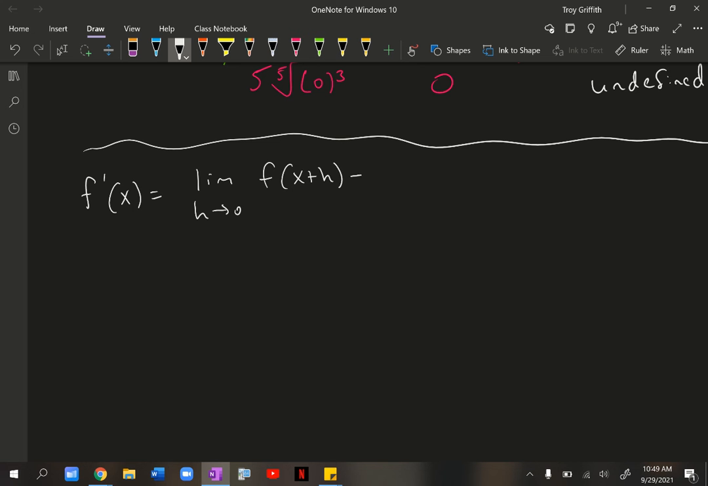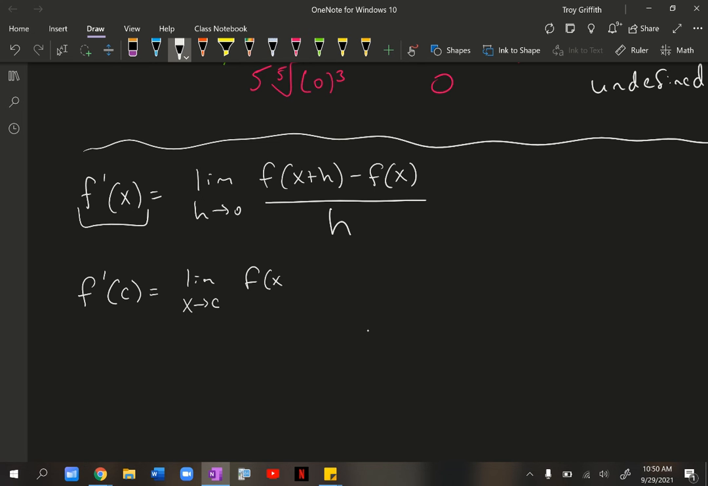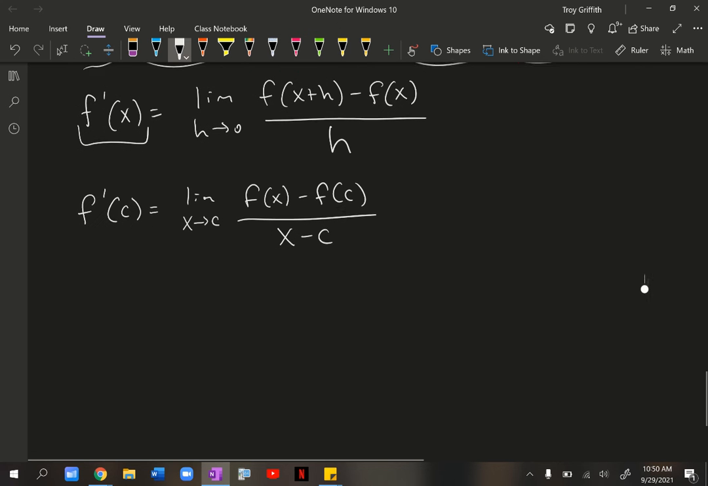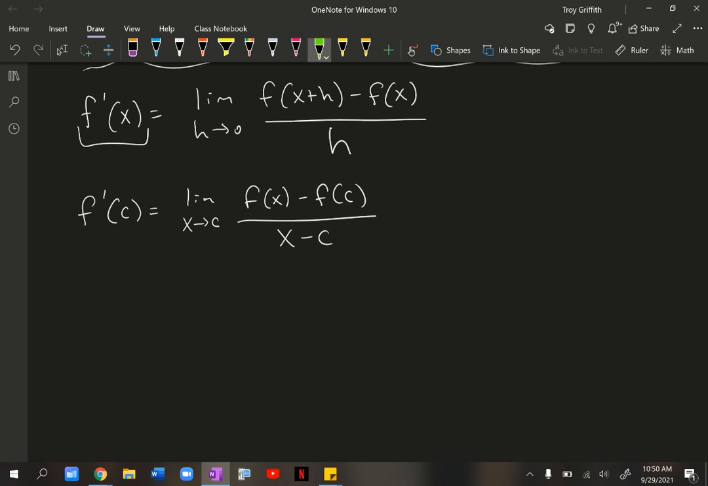The formal definition says f of x plus h minus f of x, divided by h. And this is to find a derivative function. And then to find the derivative at a point, we can use this: f prime of c equals the limit as x approaches c of f of x minus f of c, divided by x minus c. All right. So why am I writing these down? Because now we can answer more complicated questions with these using the power rule.